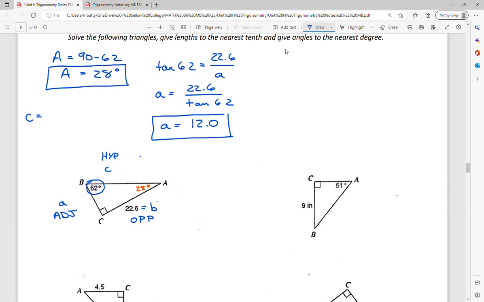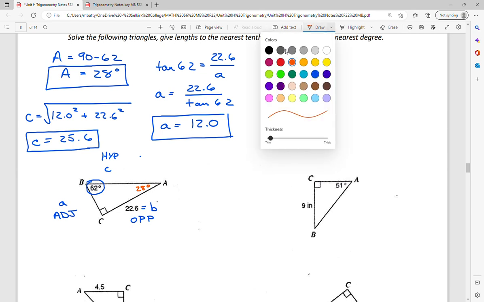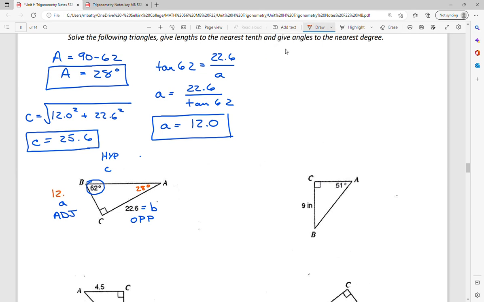So C is going to equal this A, 12.0 squared, plus 22.6 squared, and we take the square root of that. So that's Pythagorean. That's what I would put in my calculator, and C would equal 25.6. And so this is the last piece of information. I'd have everything on my triangle. I forgot to write 12 as I went. That might have helped me. And my triangle is now solved.